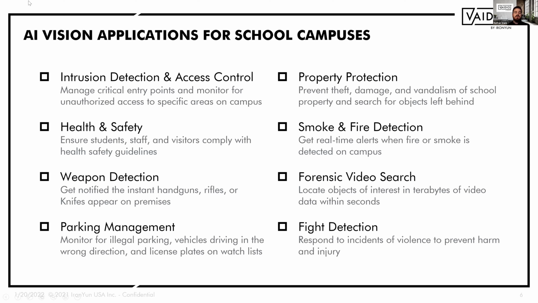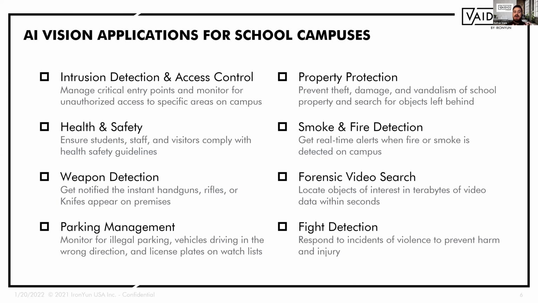Health and safety, you could have a temperature detection, tag over 100 people per minute as they walk on by. Very quick, very unintrusive. It's just very easy to get rid of the physical touching that is needed on some of these campuses. AI also has the ability to detect weapons.